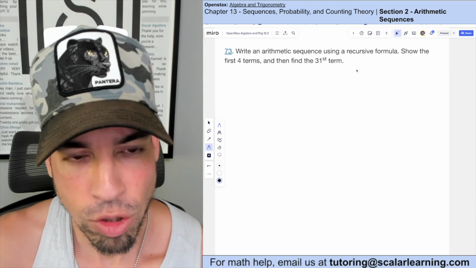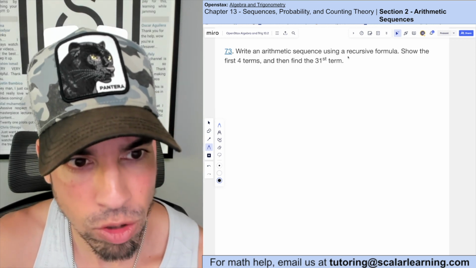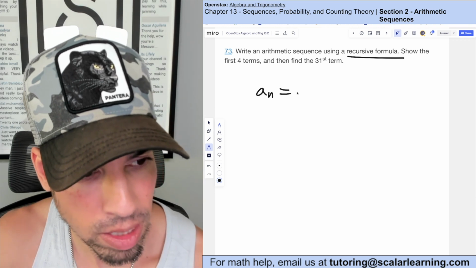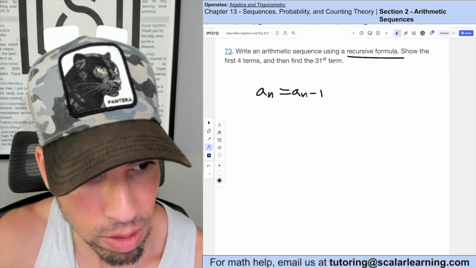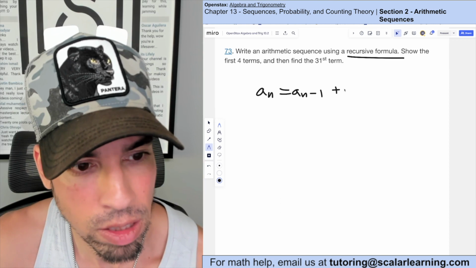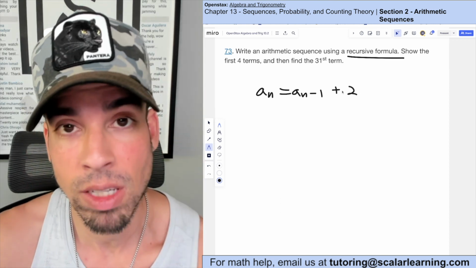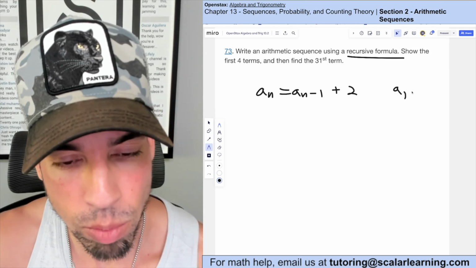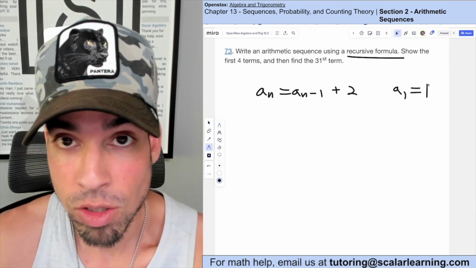Done. So for this one, we're going to create an arithmetic sequence using a recursive formula. So let's make our recursive formula a sub n equals a sub n minus 1, meaning the previous term, and let's just make it plus 2. So I'm just making something up. So every time we're going to increment by 2. And we're going to set our a sub 1 to 1. Okay, again, this is all just arbitrary.